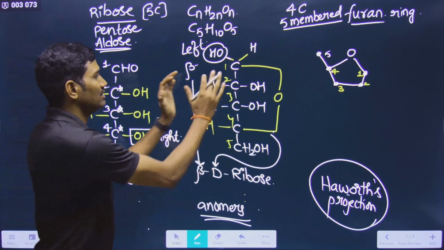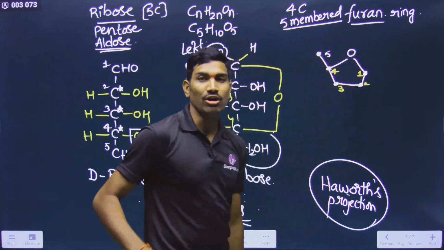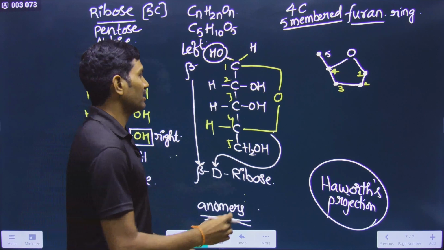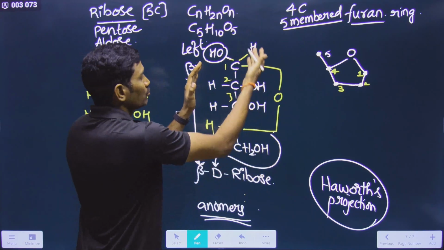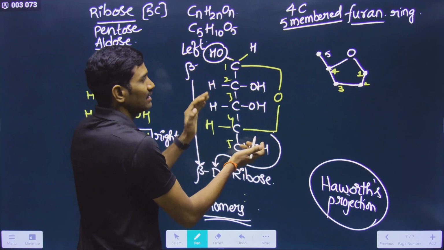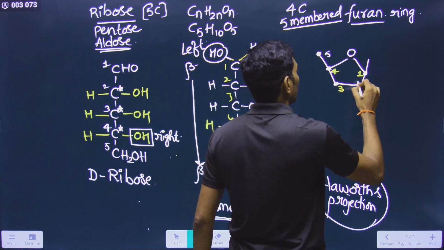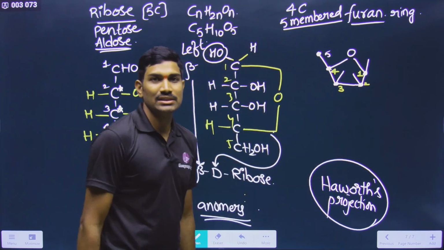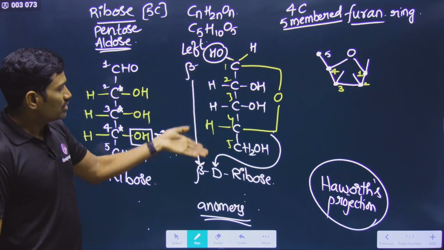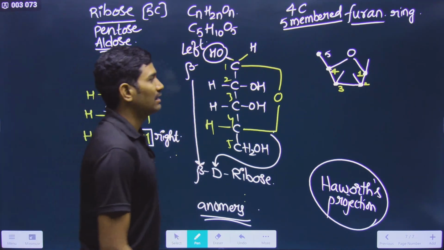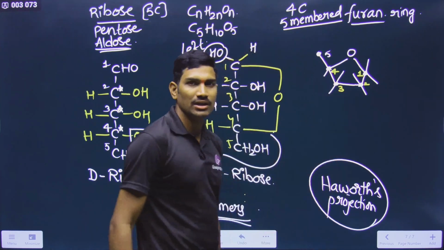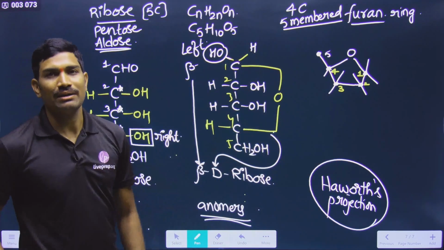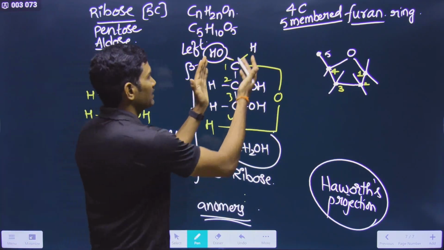And then this information you need to transfer here. How will you transfer? Observe carefully. In this structure, those which are present on the right side are represented above the plane. Those which are present on the left side are represented below the plane. Understood or not? This is how we are representing. So first let me represent the right side.